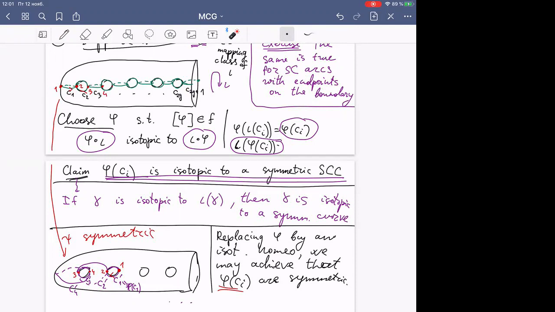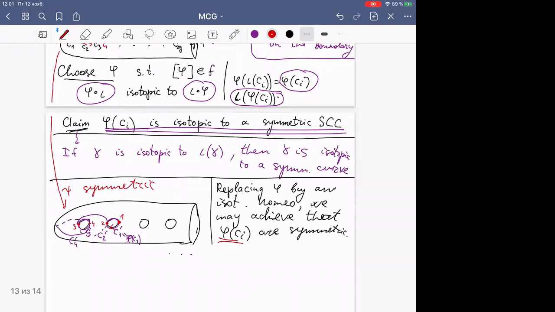And these disks are symmetric to each other. After we define this psi on the curves, we can extend it to one of these two disks and then extend to the other by symmetry. So what we get is a symmetric homeomorphism which takes this chain to that chain. These are some artificial symmetric homeomorphisms, but then we see that psi is isotopic to the initial homeomorphism phi.